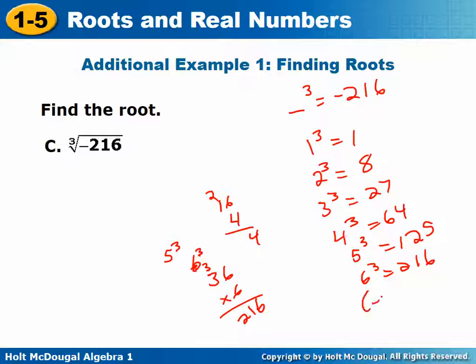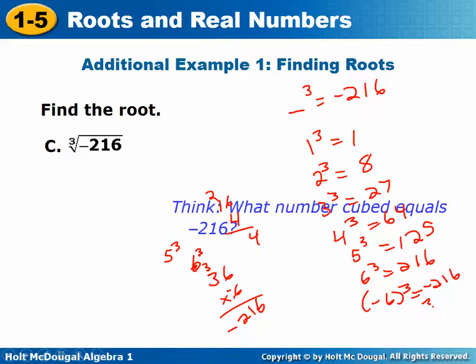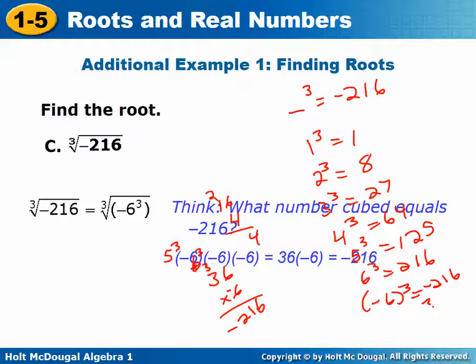Is negative 6 cubed equal to negative 216? Well, let's see. A negative times a negative would be positive 36. And a positive 36 times a negative 6 would be a negative 216. So we figured out that negative 6 is the cubed root of negative 216.